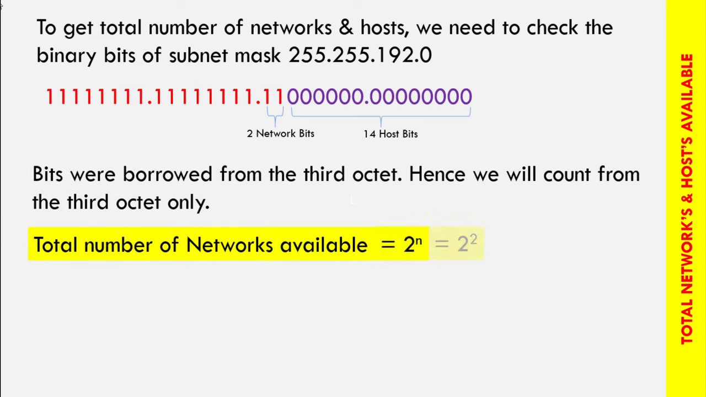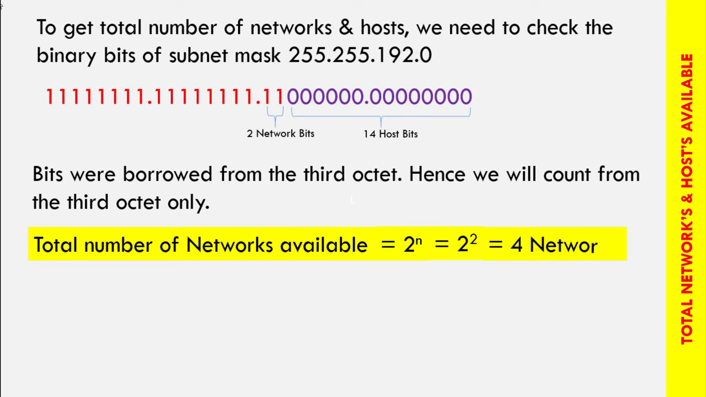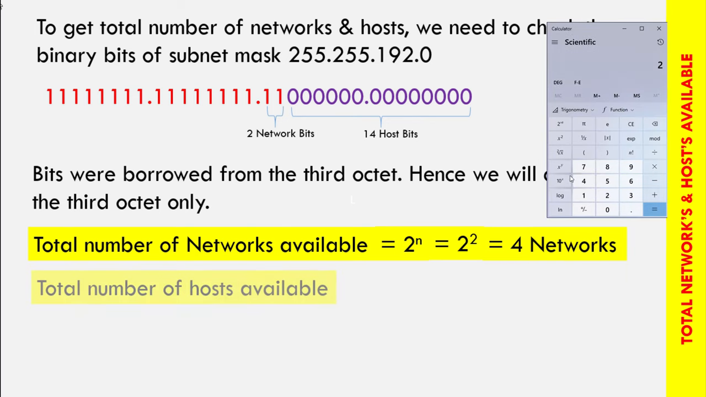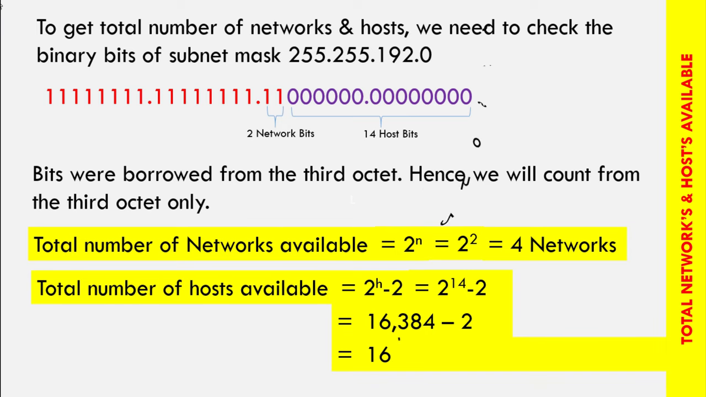Total number of networks available equals 2^n equals 2^2 equals 4 networks. Total number of hosts available equals 2^h minus 2 equals 2^14 minus 2, that is equal to 16,382 hosts on each network.